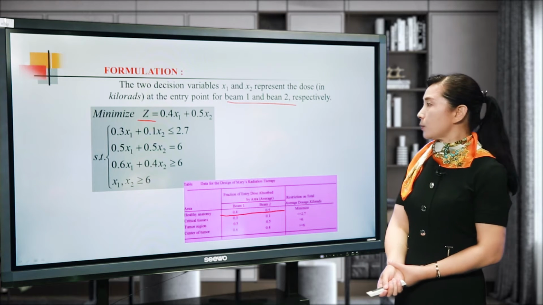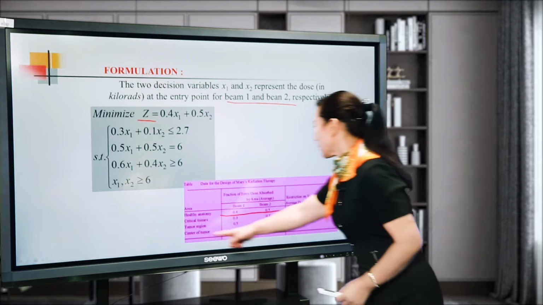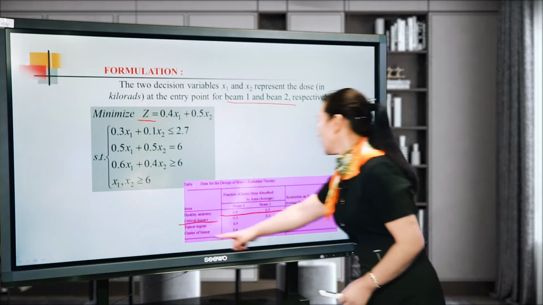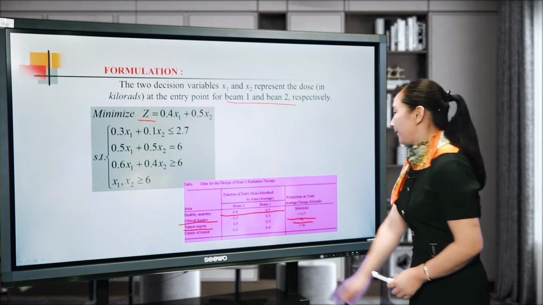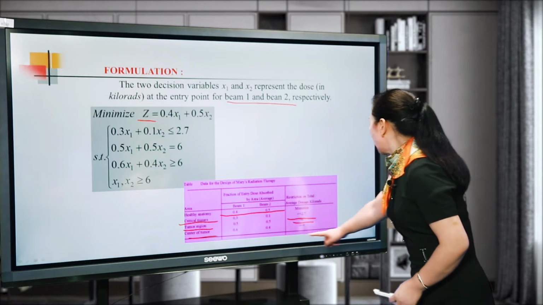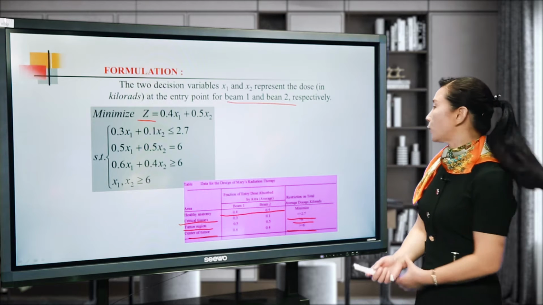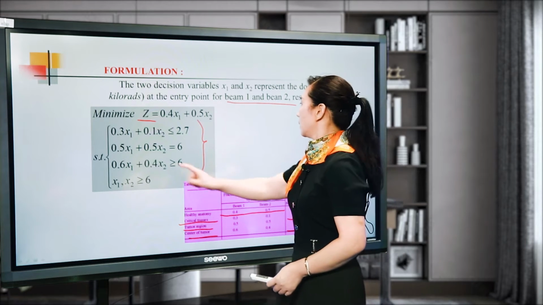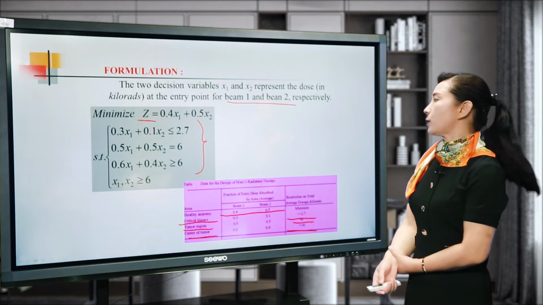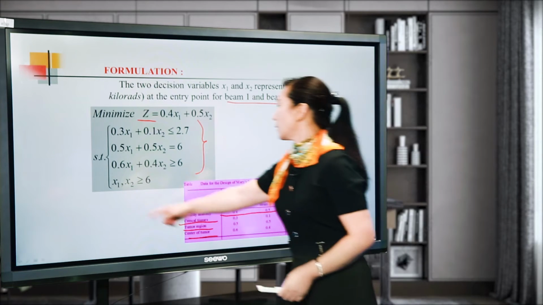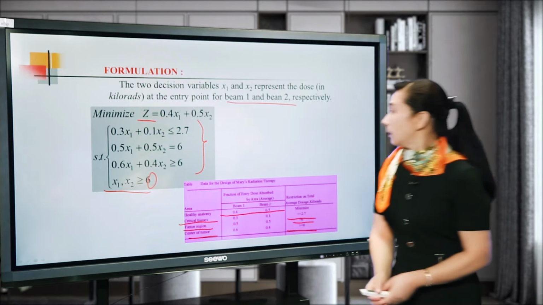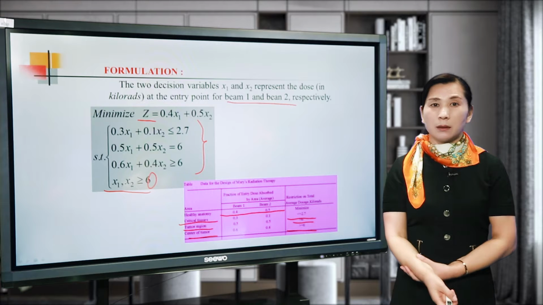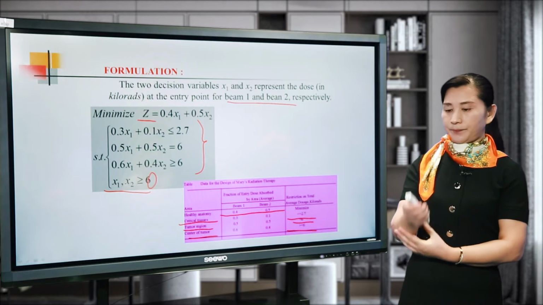And the constraints in this problem are: critical tissue must be less than or equal to 2.7, tumor region must equal 6, and center of tumor must be greater than or equal to 6. So we describe the constraints in these equations. And the last is the non-negativity constraints. And this is the linear model of this problem.